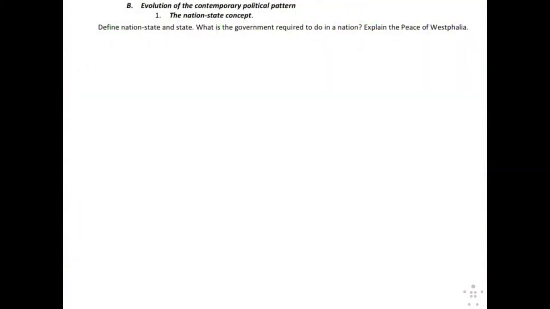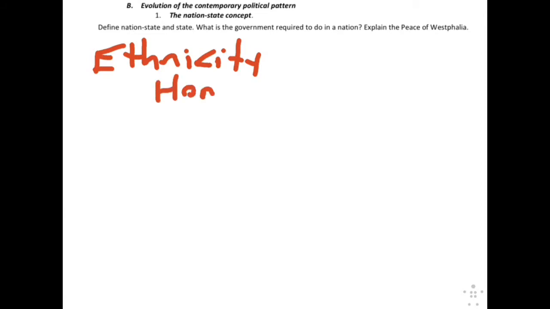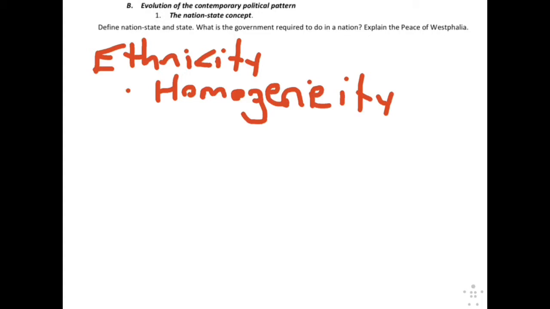Next is looking at the nation-state concept. The first thing that I want you to do is to define what a nation-state is. A nation-state is a nation constructed around one shared ethnicity, one common ethnicity. For example, going back to that Russia example, if the Tatars were to break away and create their own nation around their Tatar ethnicity, then that would give them a nation-state. This would be referred to as ethnic homogeneity, meaning one ethnicity in the area, one ethnicity that is controlling the area. That's what ethnic homogeneity is looking at. Ethnic homogeneity would be a great example of a nation-state.